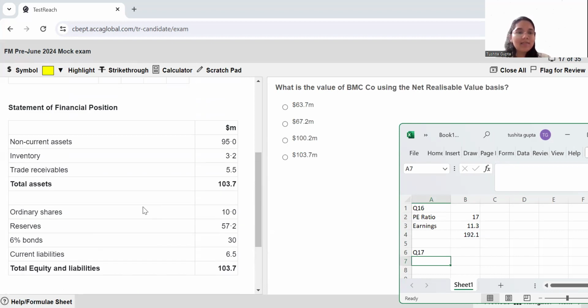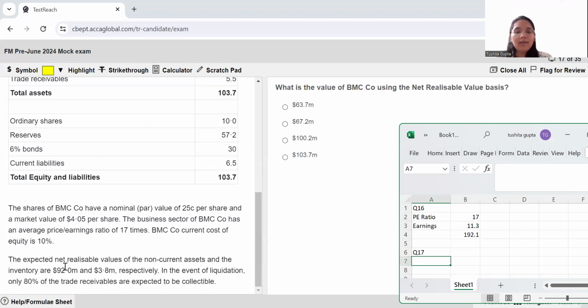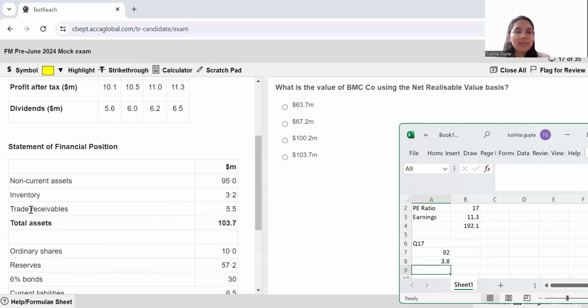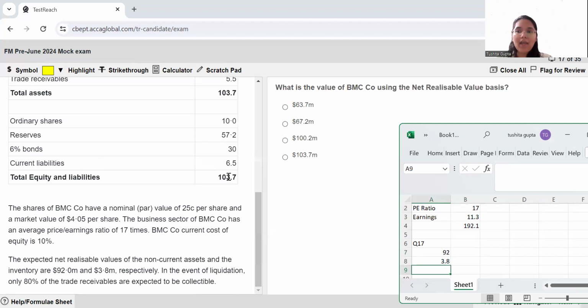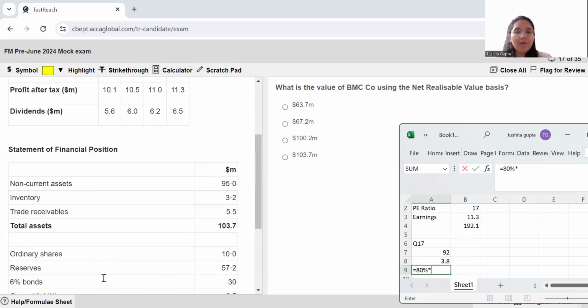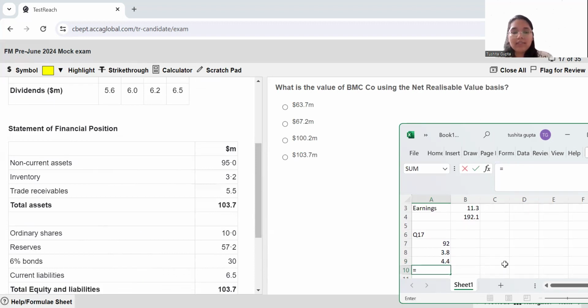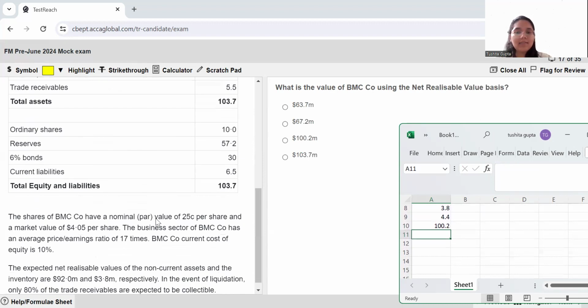Let's take the assets. The first thing that you see in the statement of financial position are your non-current assets, which are now realizable for only $92 million. Similarly, inventory is 3.8. And with regards to more assets, you are only left with trade receivables. 5.5 is their book value, and only 80% of them are recoverable. So 80% multiplied by 5.5 will give you the NRV of your trade receivables. Total this up and you will get the total NRV of the assets that the business has.